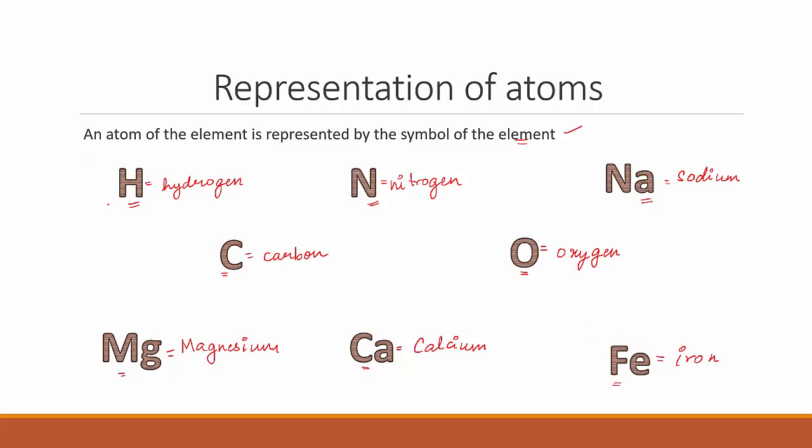So we'll go over it. H is hydrogen, N is nitrogen, Na is sodium, C is carbon, O is oxygen, Mg is magnesium, and Ca is calcium. Lastly, Fe is iron. So this is how we represent atoms. So with that, we finished this part of the chapter. We have one last part left.